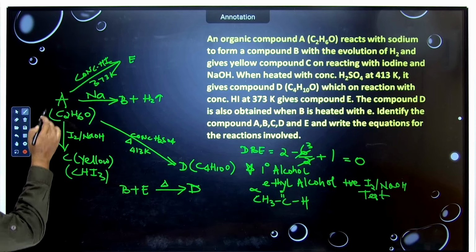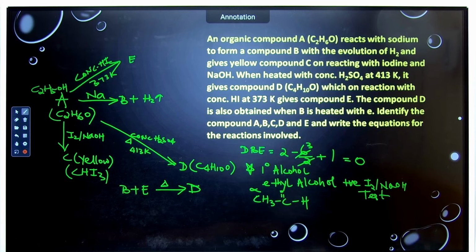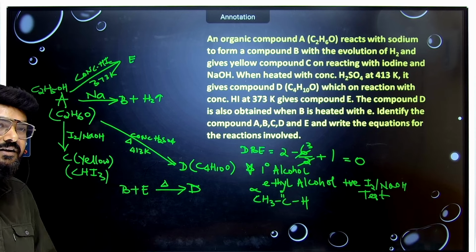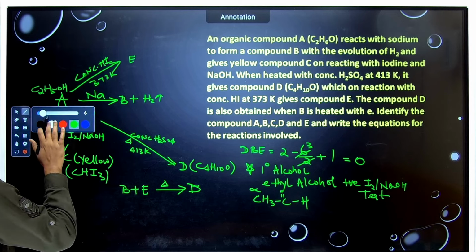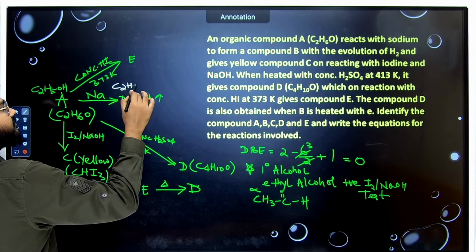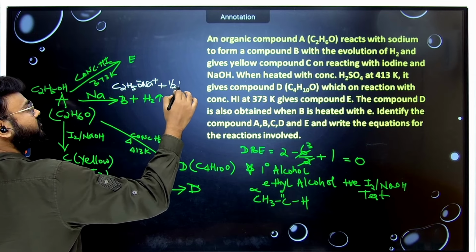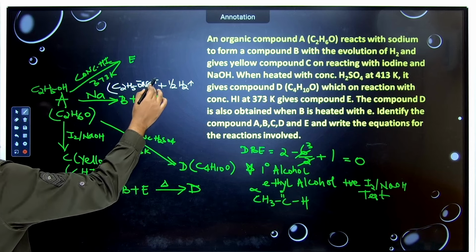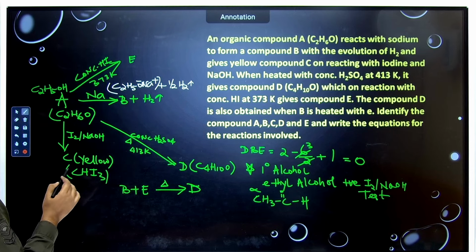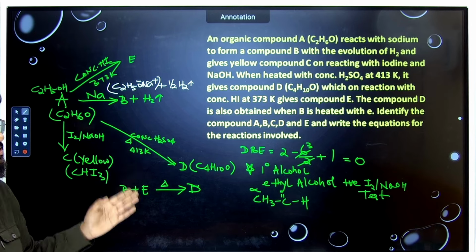So we have understood that this is nothing but ethyl alcohol, C2H5OH. Now the reaction becomes easier. First of all, what happens when you react with sodium? The B substance will be C2H5O⁻Na⁺ plus half H2. Okay, we got the B also. This is our B. We have got C also. Now let's understand D.